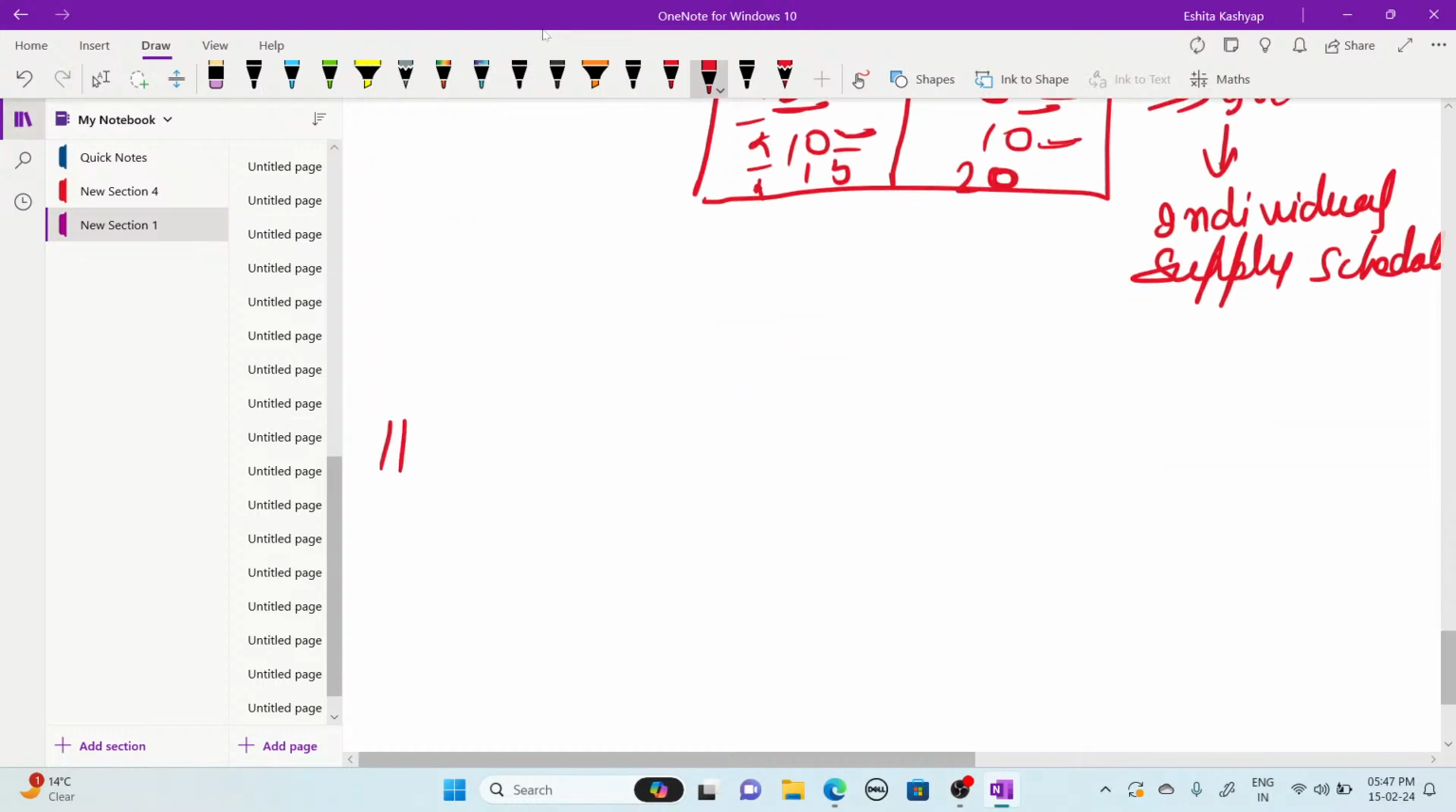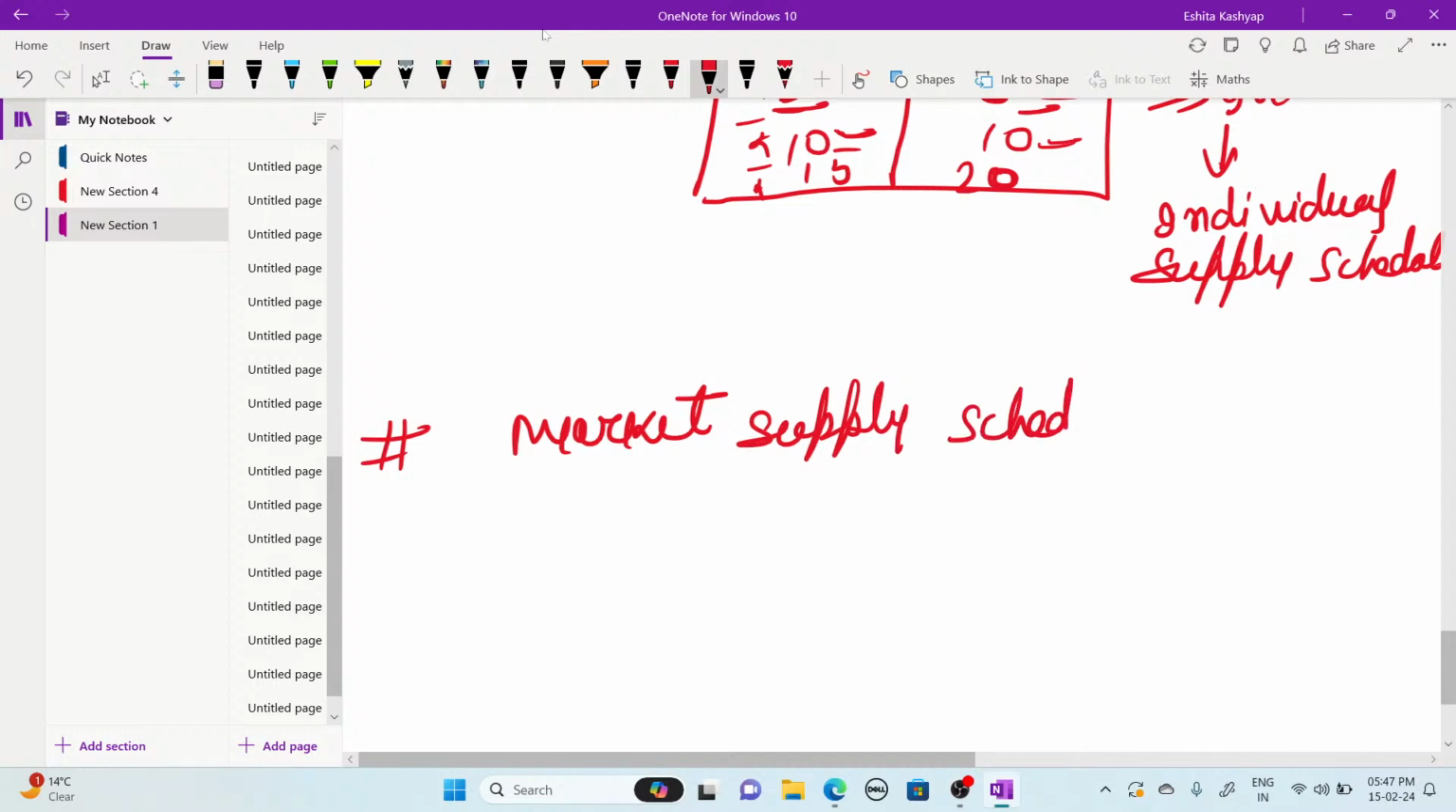Now, another point, that is market supply schedule. Now, what is market supply schedule? As I told, the summation of all those individual supply schedules, we get in the form of market supply schedule. So this is also showing the same relationship between price and quantity supplied. So basically, in the form of a table, whenever all the individuals are summed up, then we can see there is a market supply schedule.